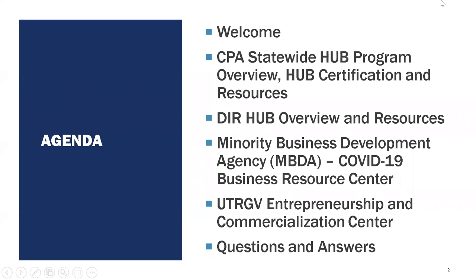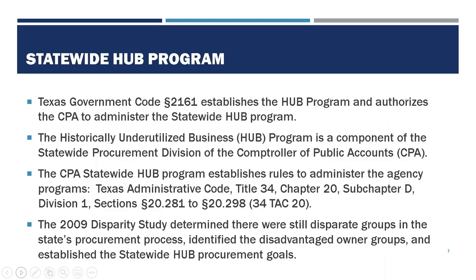So today we're going to go over the statewide hub program overview. We'll talk about our hub certification system, and we'll talk about the hub resources that are available for businesses to use in business development. DIR will come in and talk about their hub overview and resources. And today we have as our guest speakers, Minority Business Development Agency, the COVID-19 Business Resource Center, and the University of Texas Rio Grande Valley Entrepreneurship and Commercialization Center. And then after we get through with our presentations, we'll go on to questions and answers. So as Tom said, please write your questions in the Q&A and we'll get to them at the end of the presentation. Thank you very much.